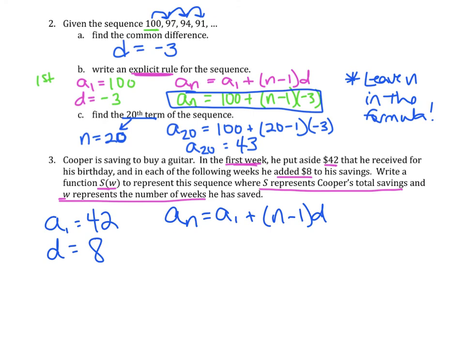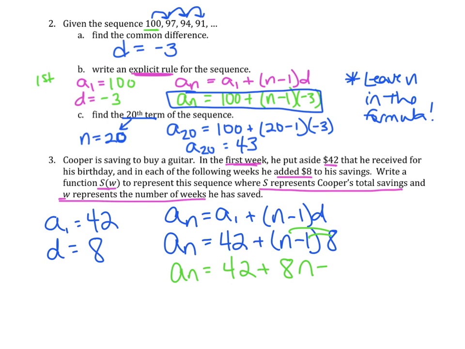Now I'm plugging that in. A sub n, and remember I leave it in terms of n, equals 42 plus n minus 1 times 8. And you can leave that formula like that. If this is multiple choice, it is likely that they might actually expand that out. And so think about this. You have a binomial times 8. This is just like distributing that. So A sub n equals 42 plus 8n minus 8, which when I combine like terms gives me a final answer of 34 plus 8n.